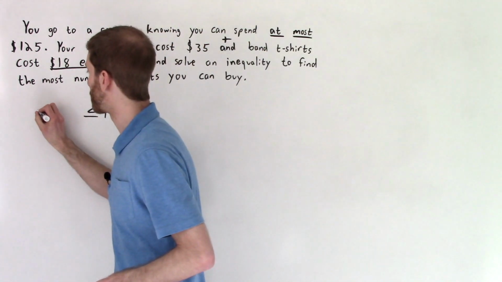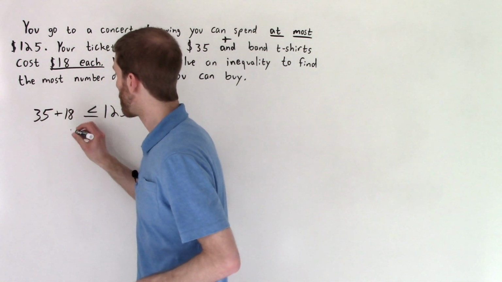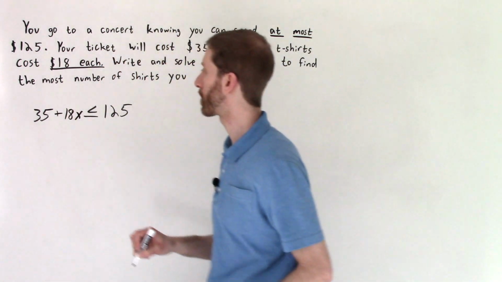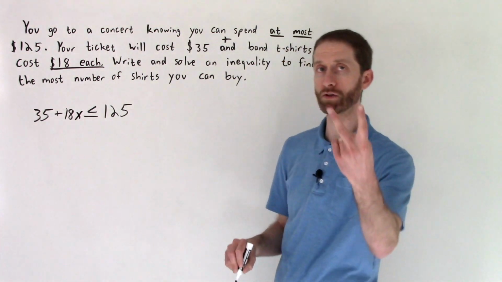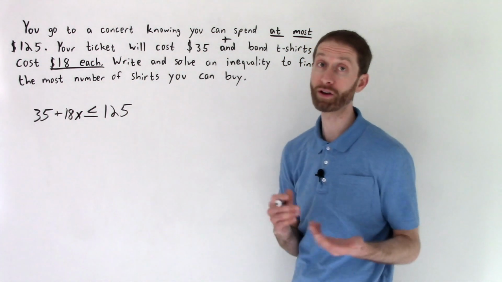I'm going to just go ahead and write that out as the expression. 35 and 18, and I'll put x for the number of shirts, right? Because if you have one shirt, it'd be 18 bucks. Two shirts, 2 times 18. x shirts, x times 18. So let's see if our inequality works out.